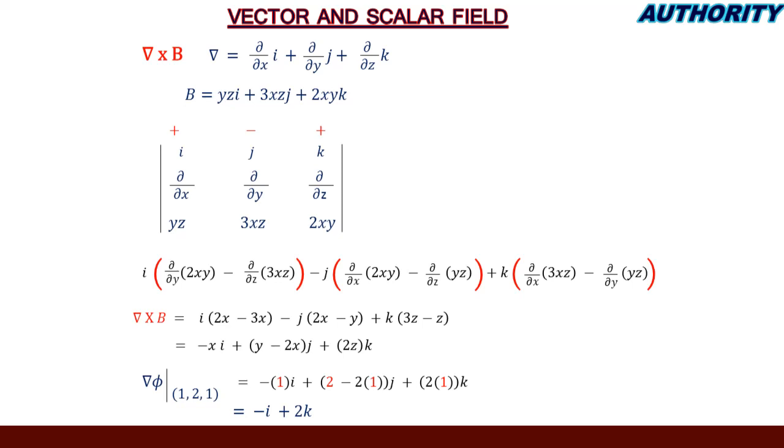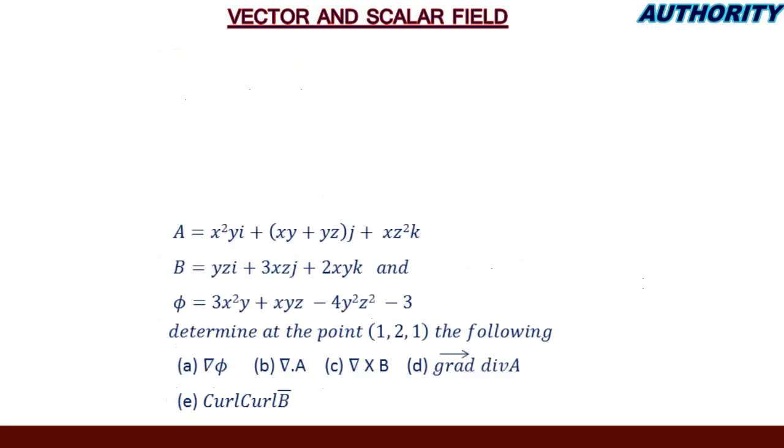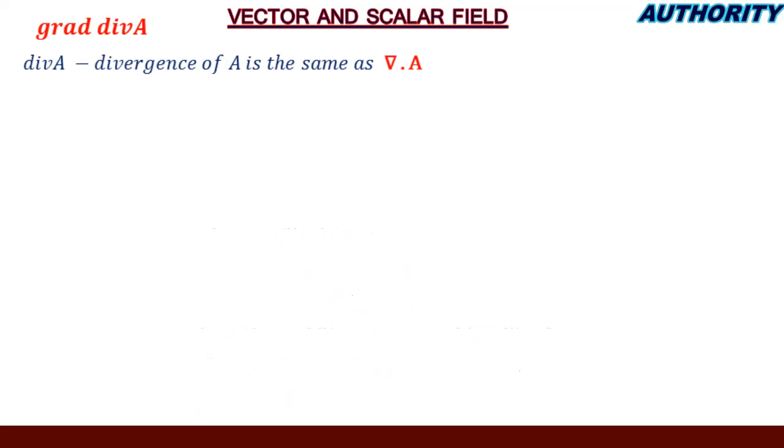All right, yes. Now let's go. Number D, we have grad div A. We have to find grad div A. First of all, what is div A? Div A is talking about divergence of A. It's the same as what we solved in number B, where we say del dot A is the divergence of A. Where we solved del dot A, what did we obtain? We obtained 2xy plus (x plus z) plus 2xz. When we solved this divergence of A in number B, this is what we have, right?